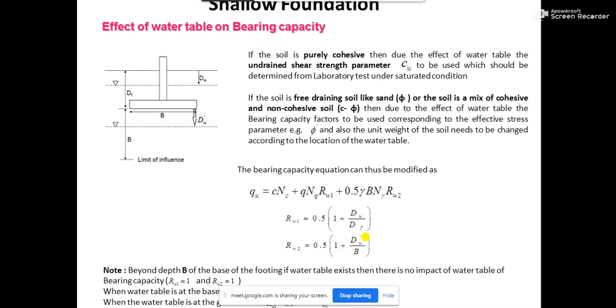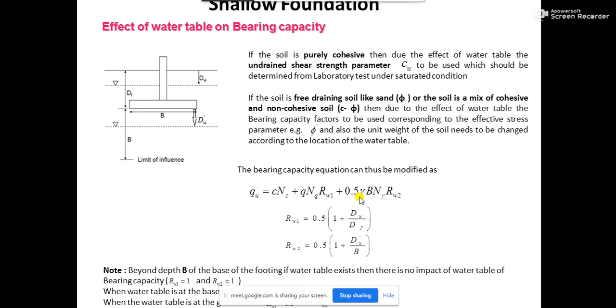So 1 plus some value lesser than 1 is going to give you 1 point something, which, when multiplied with 0.5, you are going to get a value which will obviously be lesser than 1. That's what will impact this value of gamma, and this gamma will be reduced by that term.